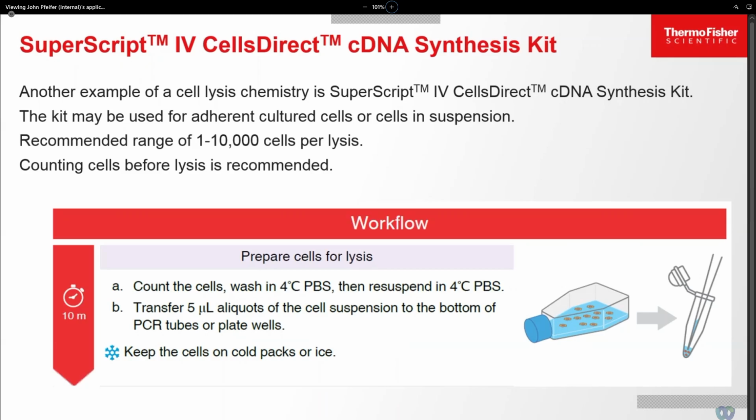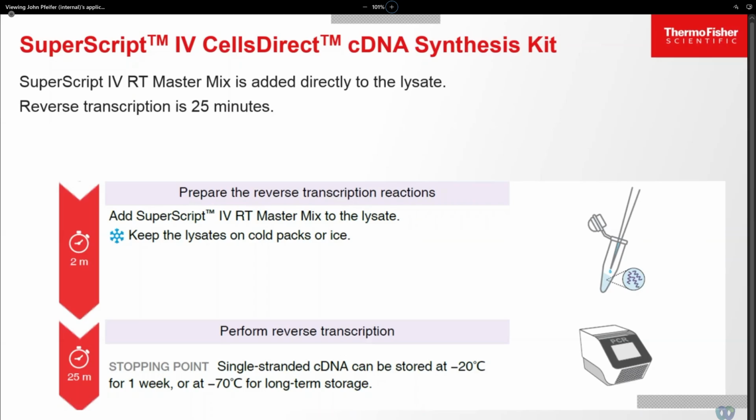Another cell lysis chemistry we have is called the SuperScript IV CellsDirect cDNA synthesis kit. So in this case, the recommended number of cells to be lysed would be between 1 and 10,000. They are recommending doing cell counting before lysis. If you add more cells than the maximum, 10,000 in this case, then you're going to be exceeding dynamic range, and that's going to cause problems. So in this case, what they're recommending is trypsinize the cells, spin them down, rinse them out, add the lysis buffer, and then you can do reverse transcription.